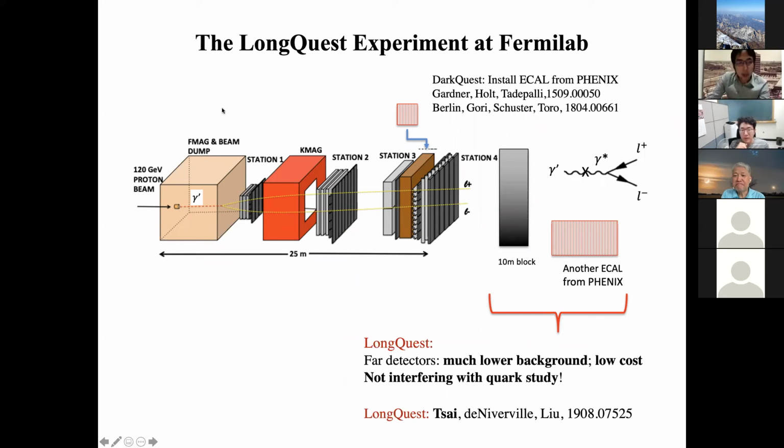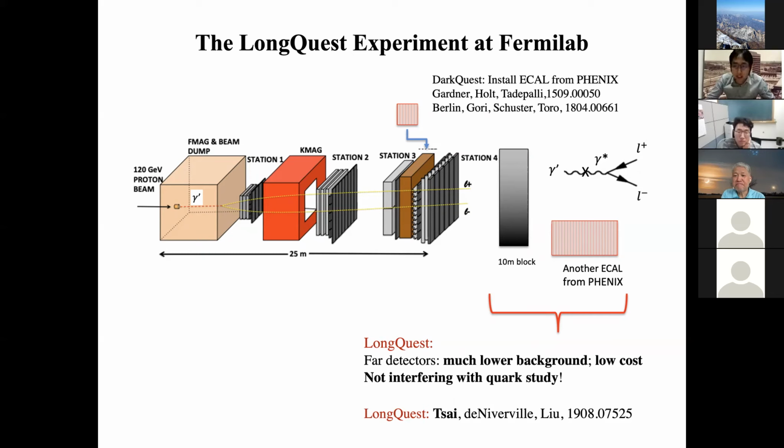This experiment is currently called SpinQuest. The reason it's called SpinQuest is because it's studying the quark spin. It wants to have two protons, so you have a proton hitting the target, and there will be a Drell-Yan process, and they want to use that to study quark spin. I don't know why, but there are some nuclear reasons to study quark spin.